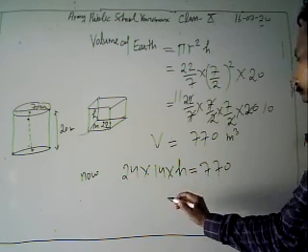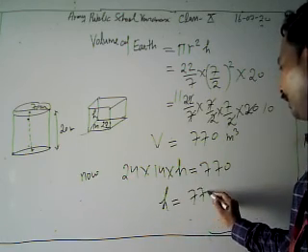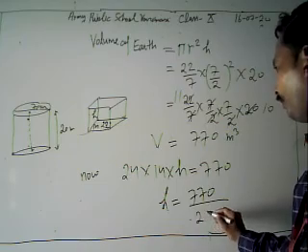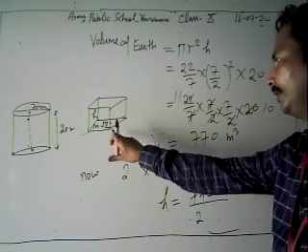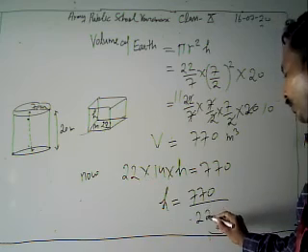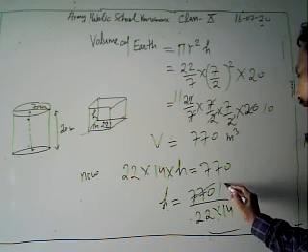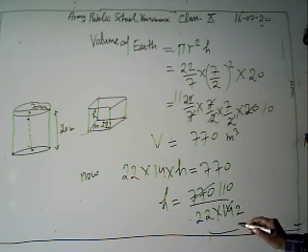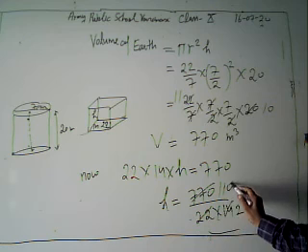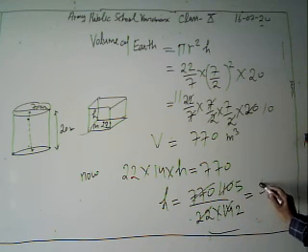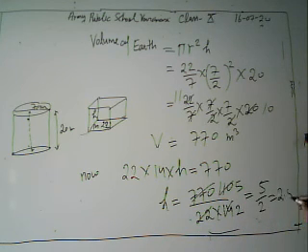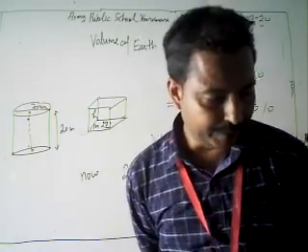Then what is our h? h is calculated by 770 divided by the length 22 into 14. After cancelling, our height is 5 by 2, which means 2.5 meter. So our height is 2.5 meter.